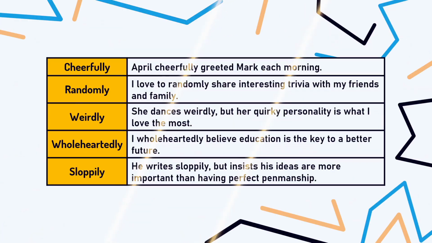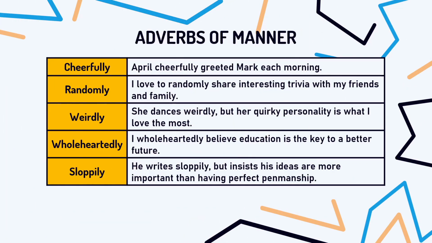Moving on to the adverbs of manner. Adverbs of manner tell how an action is happening. So for example, number 1, April cheerfully greeted Mark each morning. So how is April greeting Mark? She is greeting Mark cheerfully. Number 2, I love to randomly share interesting trivia with my friends and family. Randomly share interesting trivia. And number 3, she dances weirdly. How is she dancing? She is dancing weirdly, but her quirky personality is what I love the most.